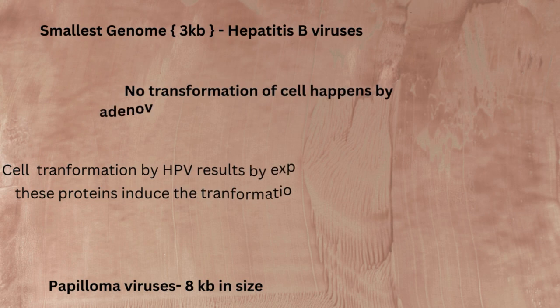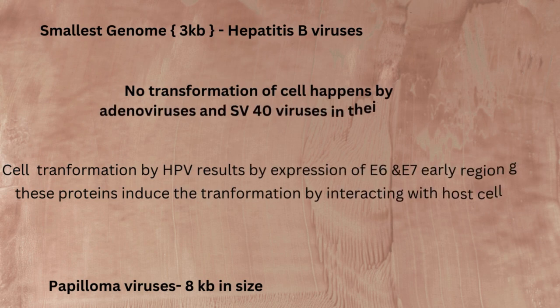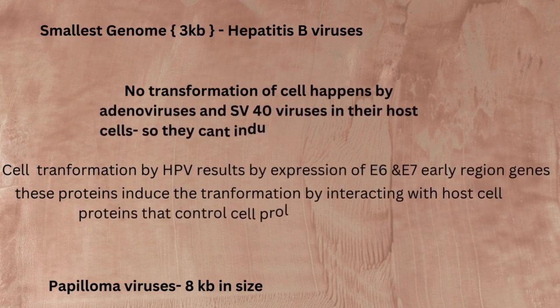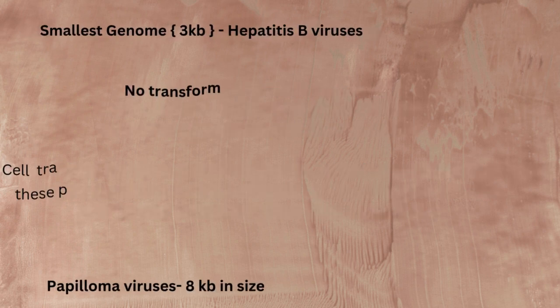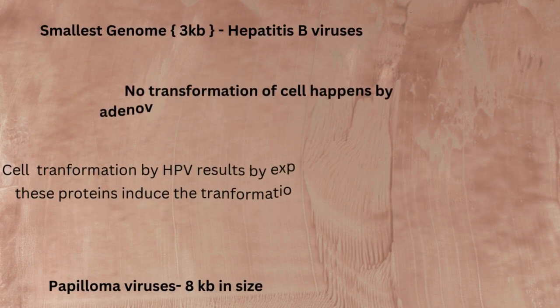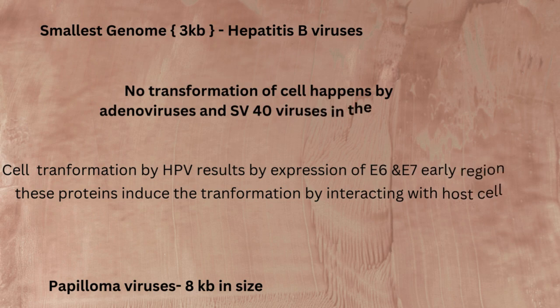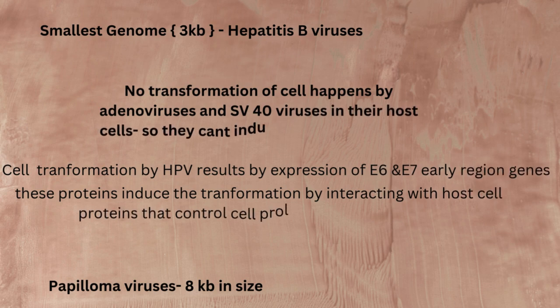Now let's see what is the smallest one and the biggest one. The smallest genome is generally 3 kb in size, which is the hepatitis B virus. For your understanding I have given this, as they may ask you about it. They may also ask you the size of the virus that attacks the cervix, which is the human papilloma virus. Human papilloma virus is generally around 8 kb in size.